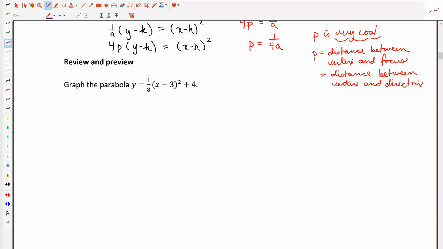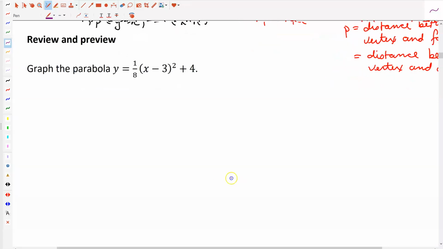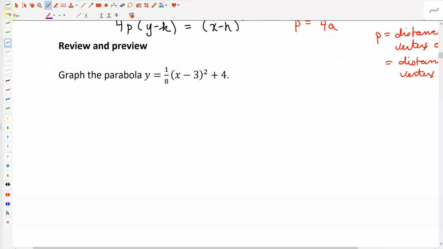So let's go ahead and graph this parabola. Y is equal to 1/8 parentheses x minus 3 squared and then plus 4. All right, so this is in the vertex form that we are familiar with seeing, right? So this y is equal to a parentheses x minus h squared plus k. So my vertex is going to be at (h, k), which for this problem is going to be (3, 4).